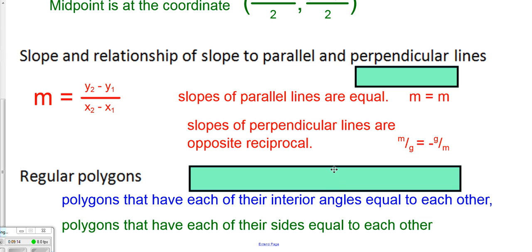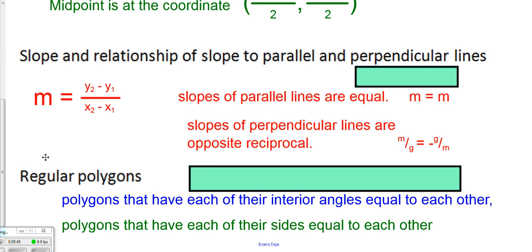Slopes of perpendicular lines are opposite reciprocal. So I'm going to call it m over g. So let's say, again, we're using like 3 over 2. Then you would say negative. That's the opposite part. Opposite means negative. Instead of g on bottom, g is on top. Instead of m on top, m's on bottom. So m over g, the opposite reciprocal would be negative g over m. Okay? If these were the slopes of 2 lines, we would say that these 2 lines are perpendicular.